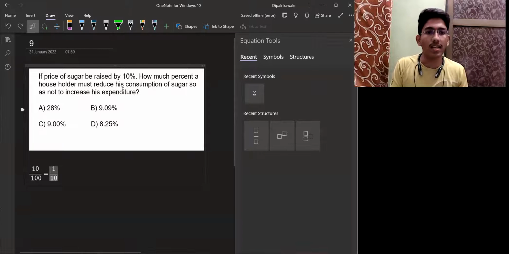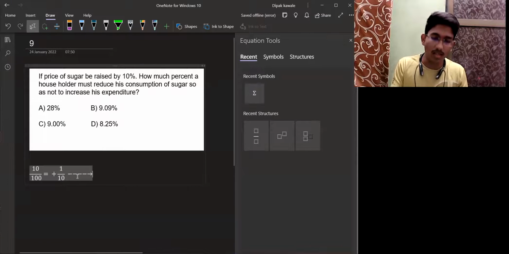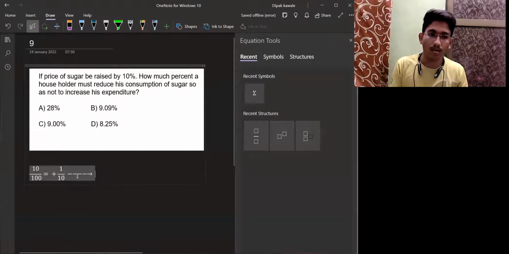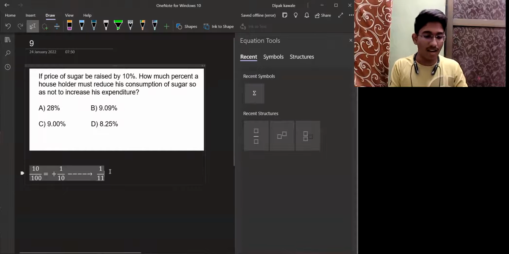In the problem, it is given that it is raised by 10%. That means it is plus. So 10 plus 1 is 11. That means we have to decrease our consumption of sugar by 1 by 11. But in the question it is given that we need to find how much percentage we should decrease. So for percentage we have to multiply it by how much? 100.